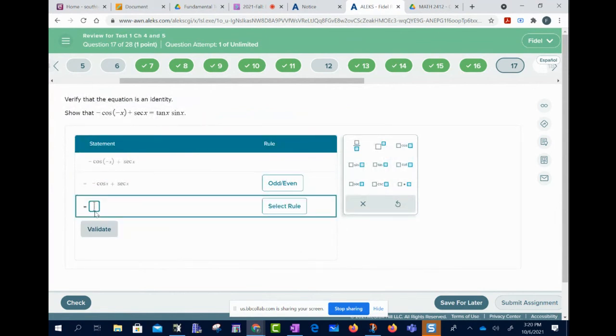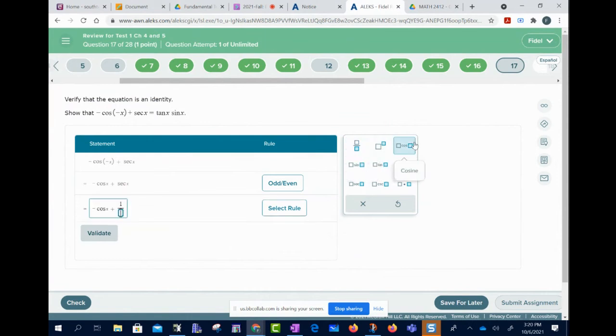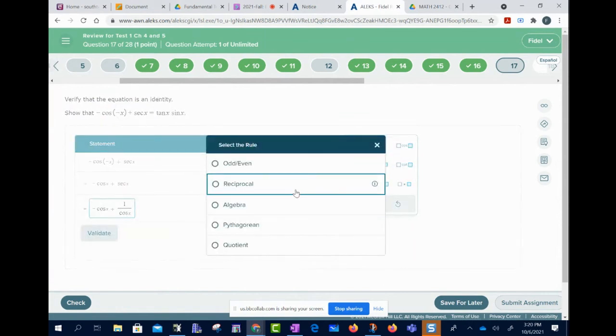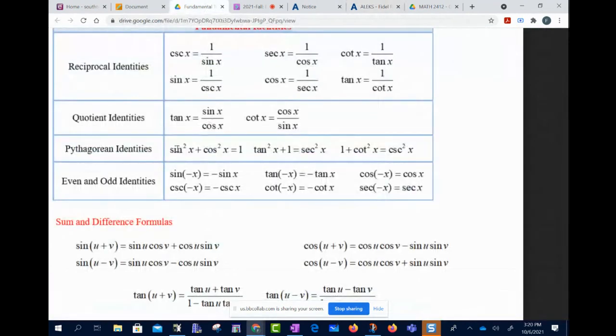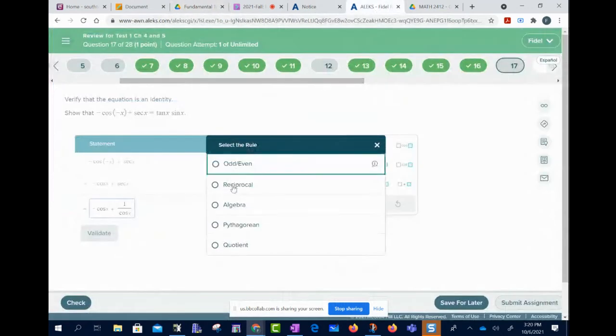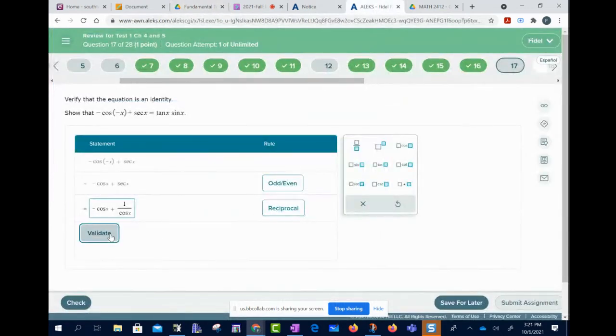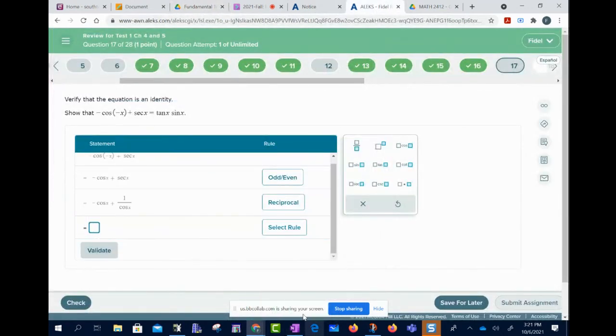Now, what we did from here is we said, look, this is the same thing as negative cosine x plus 1 over cosine x. And we did that using the reciprocal rule, right? So just to double check, guys, you can always come back over here. Yes, reciprocal rule, validated. Okay. Now let's come back and let me look at my notes.